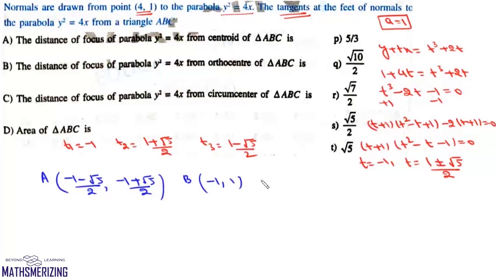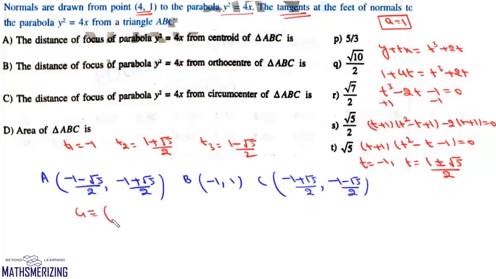So it will be minus 1 comma 1, and c will be t1 t3. So it will be minus 1 plus root 5 upon 2, and then t1 plus t3. So it will be minus 1 minus under root 5 by 2. Now first we'll find centroid of this triangle.